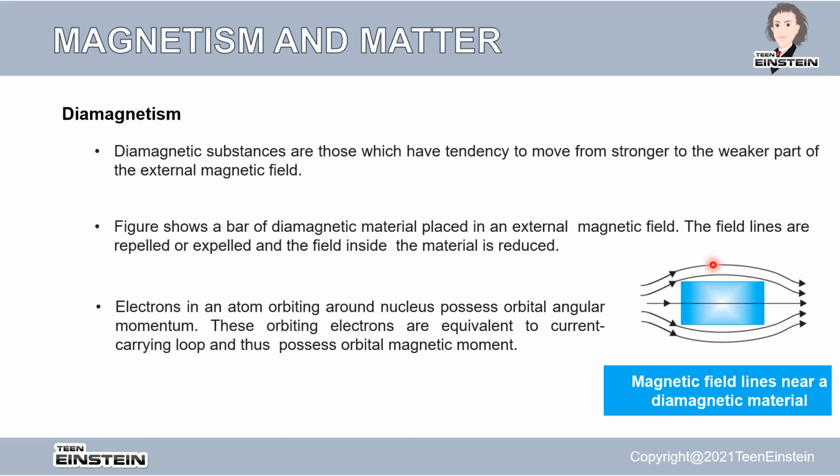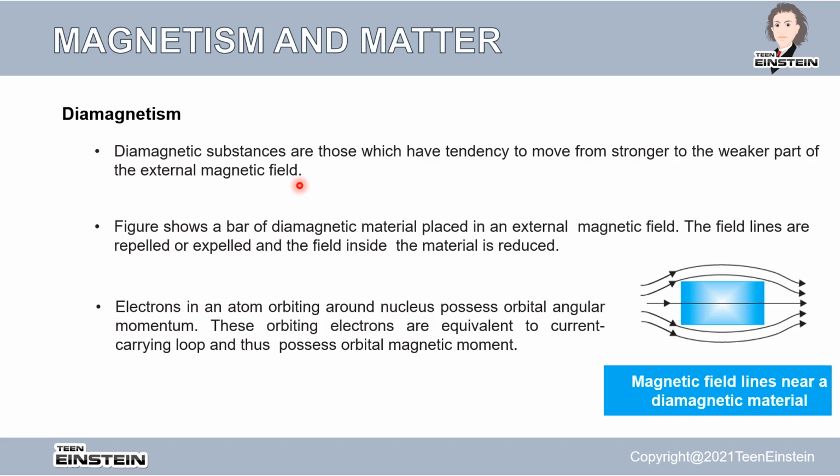So what does it mean? The magnetization in the material opposes the applied field, right? That is the basis for diamagnetism. So diamagnetic substances are those which have a tendency to move from the stronger to the weaker part of the external magnetic field. That means they get repelled by the magnetic field. They don't move towards the magnet.